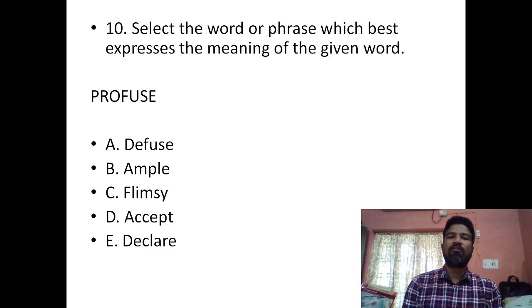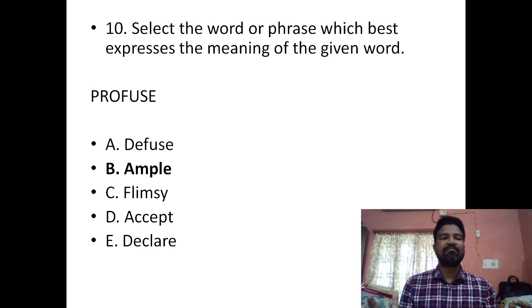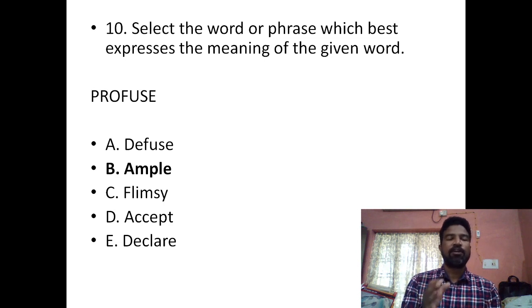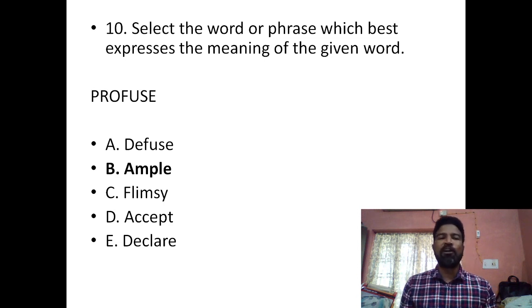Profuse. Select the word or phrase which best expresses the meaning of the word given. Profuse. Options: diffuse, ample, flimsy, accept, declare. Your time starts now. The answer is option B, ample. Profuse means in plenty, available in plenty, so many, available in huge number. So profuse opportunity. Say for example, if you say the youth today have got profuse opportunities, ample opportunities, which means so many opportunities are available.